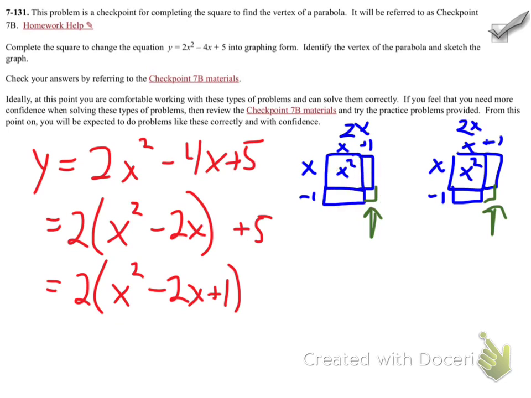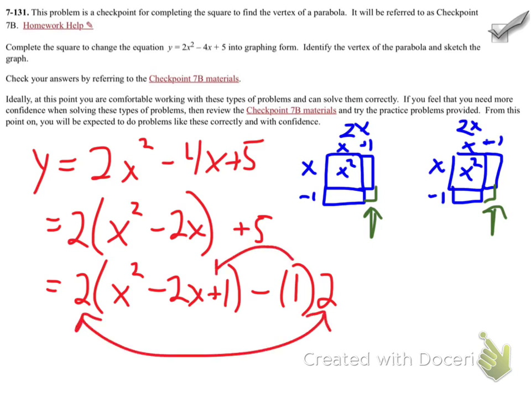So if I just added 1 to both of them, so I added 1 twice, my equation is no longer balanced. So what I need to do now is subtract away however many I've added, which is 1, 2 times. And the 2 is from that number right there. The 1 is from that number right there. I still have this plus 5 on the outside.